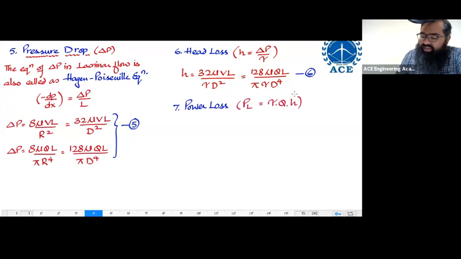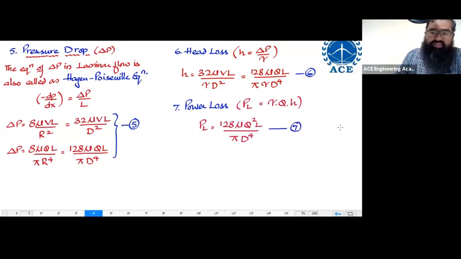If you put in this head loss here, then gamma cancels off and Q becomes squared. Therefore, the value of power loss has to be equal to 128 mu into Q square times L upon pi times D power 4. This will be the value. Let me take this as equation 7.